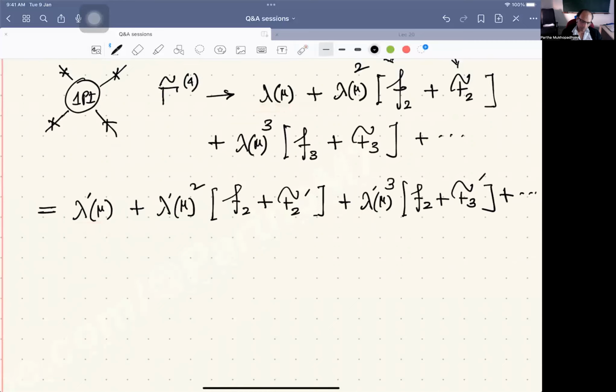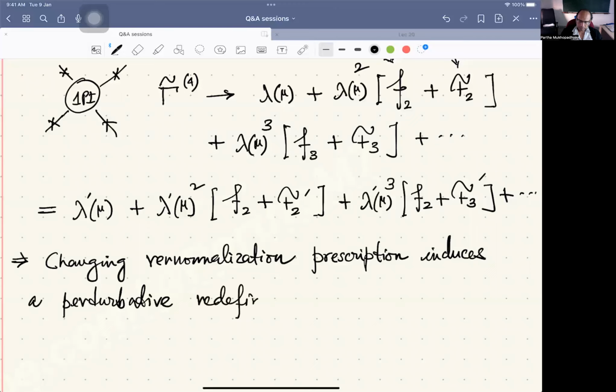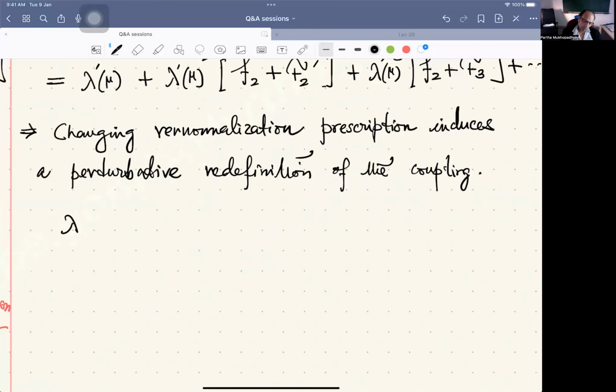So changing the renormalization prescription induces a perturbative redefinition of the coupling. And the form should look like this.